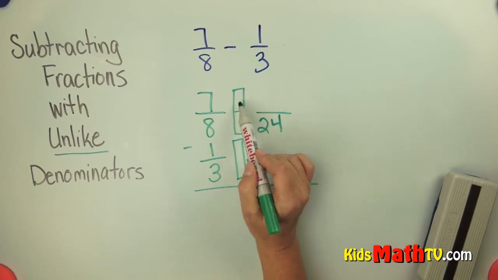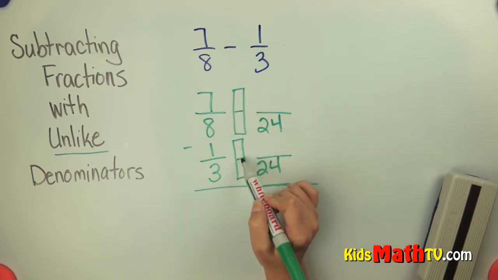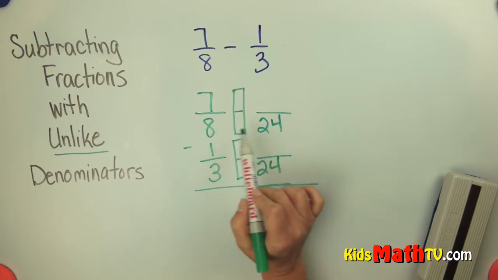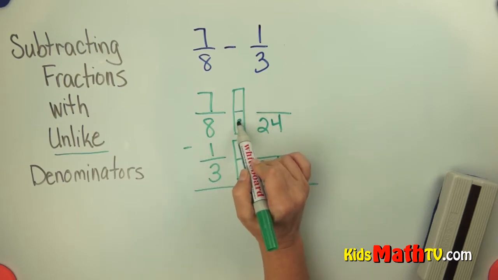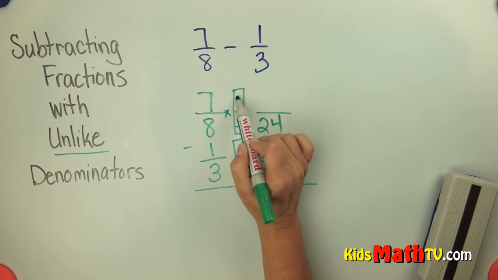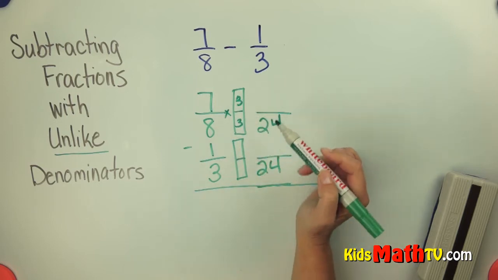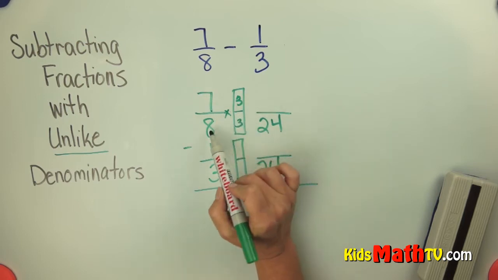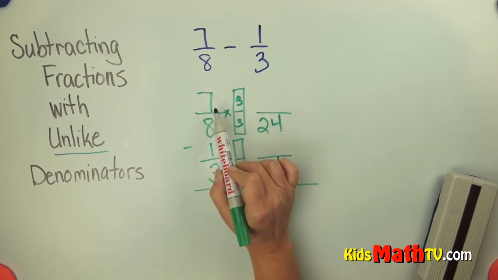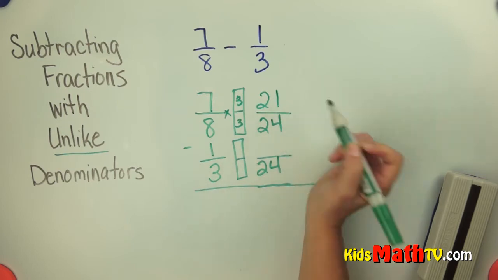So my 1 has to be the same numerator over the same denominator. In this case, I want this to equal 24, so I'm going to multiply it by 3 on the bottom, which means I have to multiply by 3 on the top. So I'm multiplying my numerator and denominator by the same, 3 over 3. 8 times 3 is 24. 7 times 3 is 21.